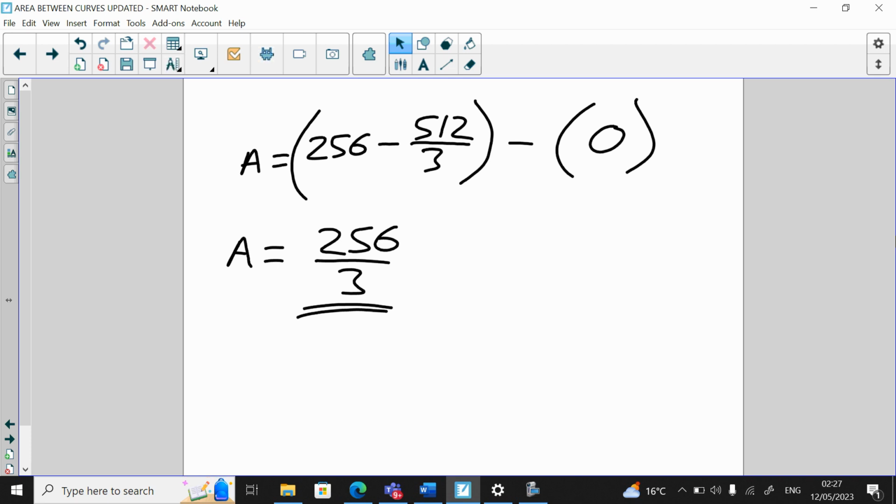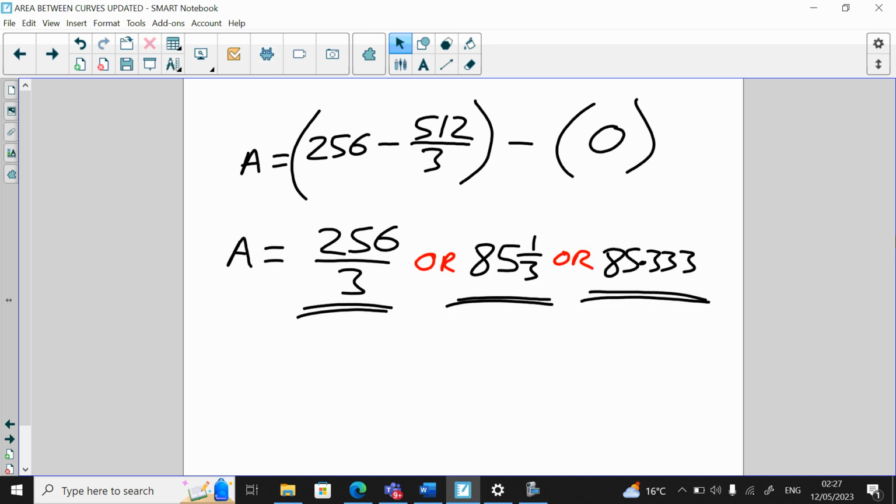I'm going to say 85.3, something like that. 85 and a third. Yeah, 85.333. Again, it depends on the form you need your answer in. So we've got a choice here. Fractions are nice if there's no story, no context. And because it was an area, it is units squared. That's fine. Okay.